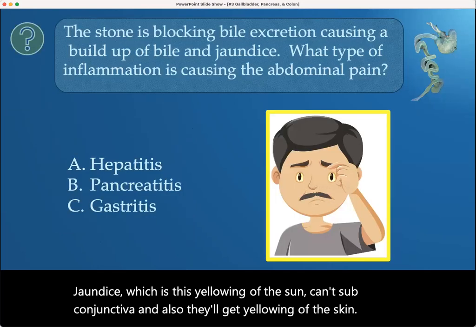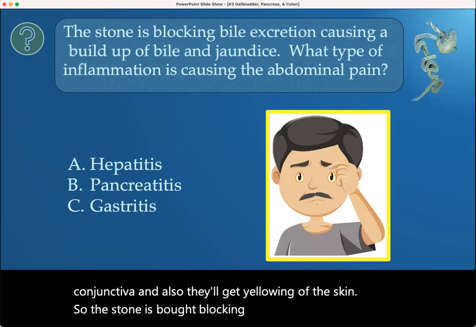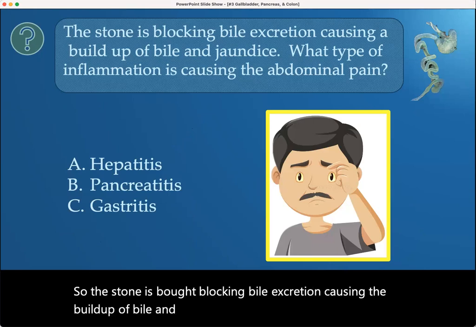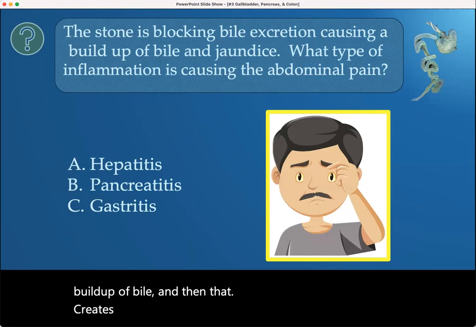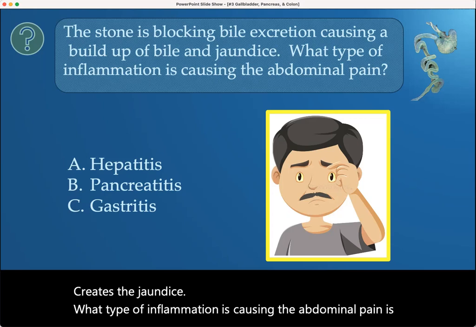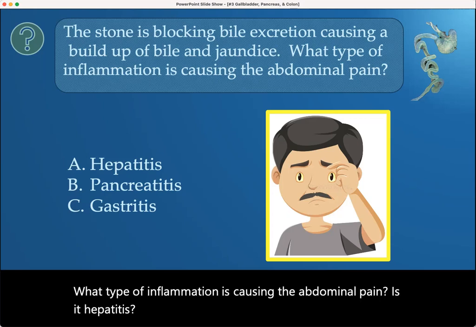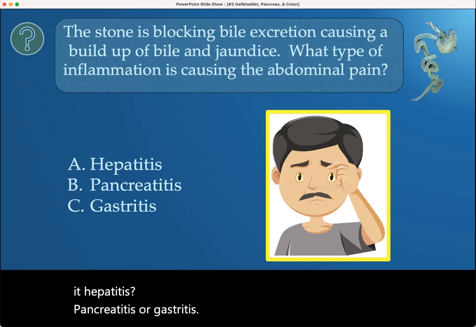So the stone is blocking bile excretion, causing the buildup of bile, and then that creates the jaundice. What type of inflammation is causing the abdominal pain? Is it hepatitis, pancreatitis, or gastritis? Remember, itis, I-T-I-S, refers to inflammation.